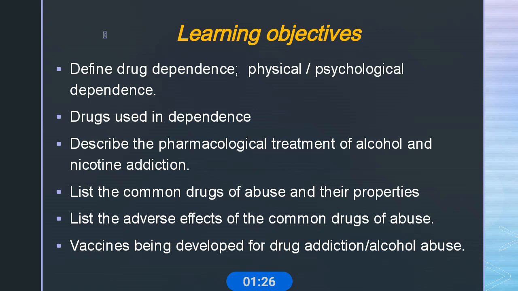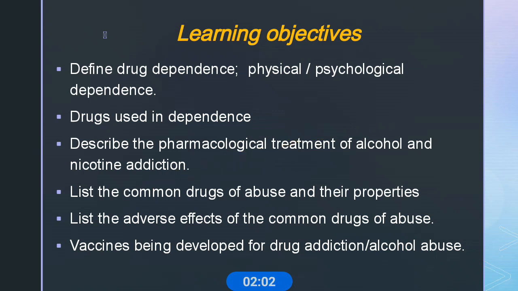Next we come to the learning objectives of our class. These are: what is drug dependency, and what are the different types of drug dependency, physical and psychological dependency, and the drugs used in dependency. Then we will discuss the pharmacological treatments of alcohol and nicotine addictions, list the common drugs of abuse and their properties, and then the adverse effects of the common drugs of abuse, along with the vaccines developed for drug addictions and alcohol abuse.